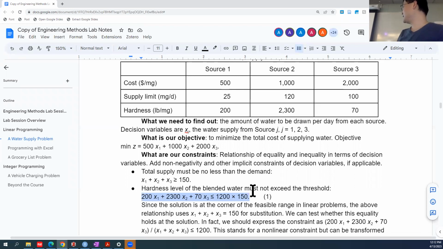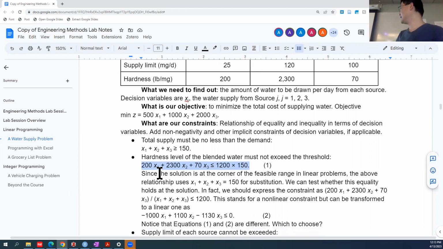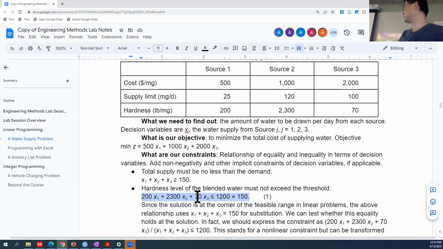In equation one, that's how I got that. Because 200 times X1 is the hardness we can get from the water we extract from source one. And from source three, because it's stream, the hardness is very, very low. So the total amount of hardness would be 70 times X3. That's the product between the coefficient of hardness of source three and the quantity of water we extract from source three.